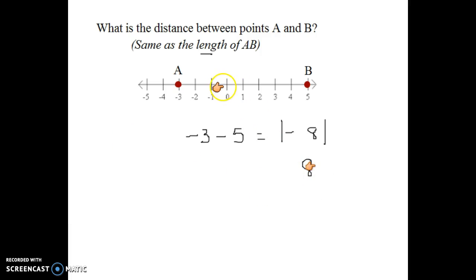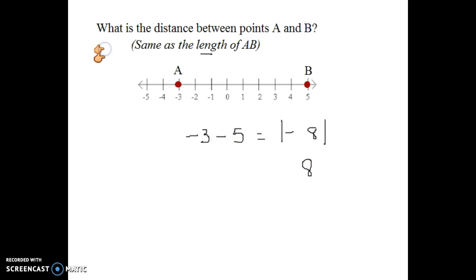So the other thing, you can kind of check yourself, if you just add these, this is a short number line here. We've got 1, 2, 3 to get to 0, right? And then we've got 5 to get here, so 3, 4, 5, 6, 7, 8. So subtract, make sure you take the absolute value.